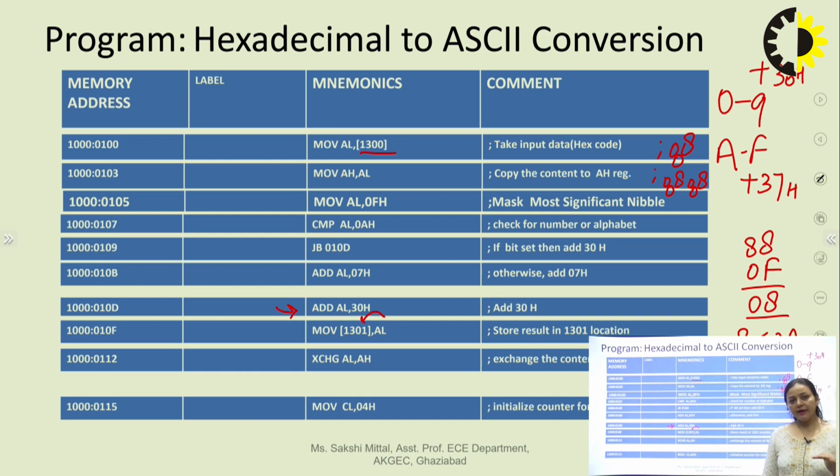So for the 08, we have got 38 and we have displayed it. Next, we have exchanged the contents of AL and AH. So AH was already having 88. It has moved to AL now. And we said move CL 4 times. Again, I want it in the lower part. So I have initialized the counter to 04.